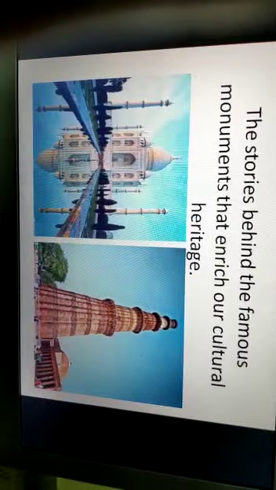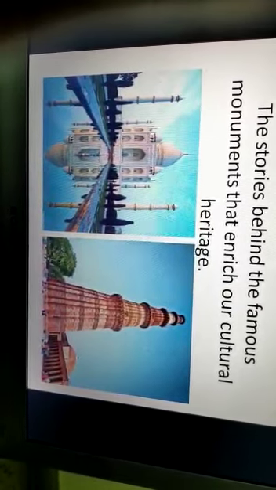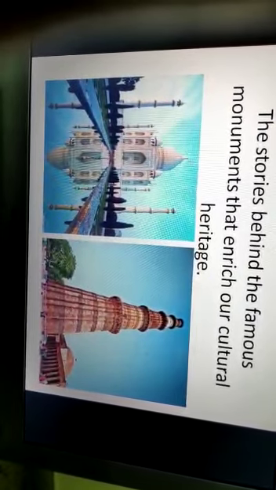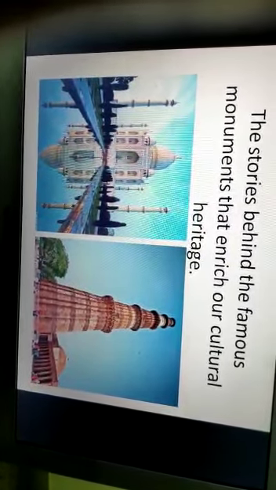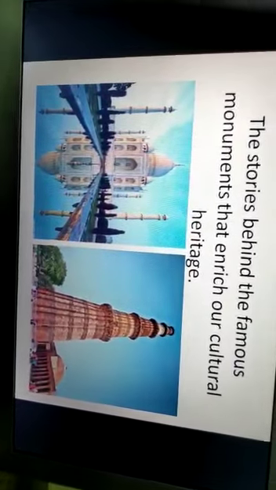Sometimes there are stories behind famous buildings or monuments that enrich our cultural heritage. These two pictures are very popular pictures. Can you identify this picture? First one is, yes, the great building Taj Mahal. The Taj Mahal tells us a story of how the Mughal Emperor Shah Jahan built this tomb for his beloved wife Mumtaz Mahal. And the next one is Qutb Minar. The Qutb Minar in Delhi is a very important monument of our Indian history.